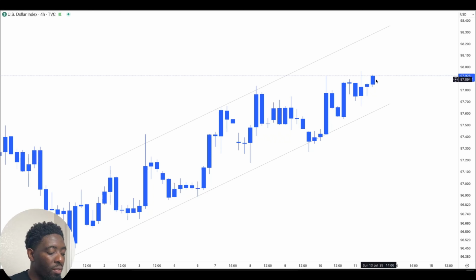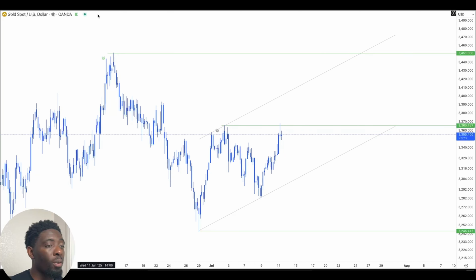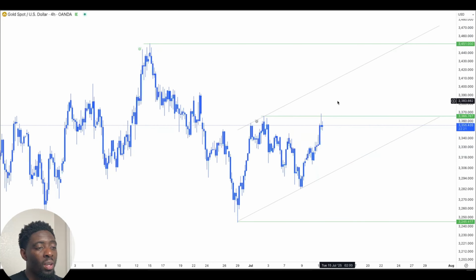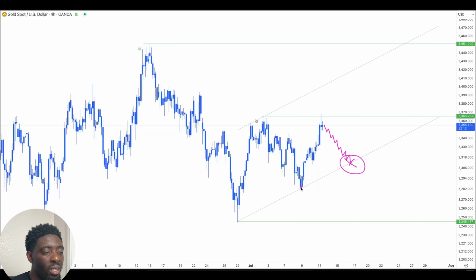So we have this room to play with. If the DXY keeps moving to the upside, we have something like this to play with. Now, how is this going to translate on the pair we're looking at, gold? First things first, you're expecting this to start selling, maybe back to an area like this, taking out this area and taking out areas like this. So we mentioned that already.